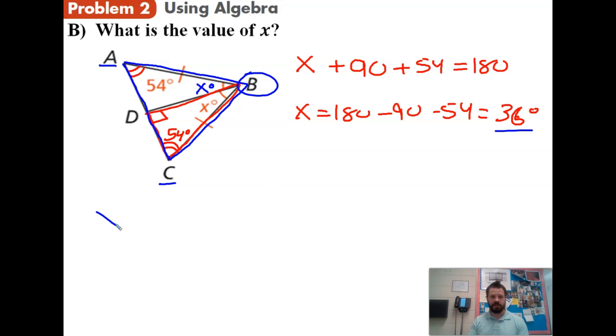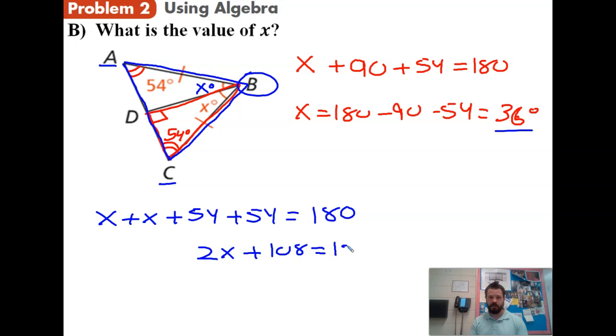So for that, what I could set up is x plus x plus 54 plus 54 is equal to 180. So in other words, 2x plus 108 is equal to 180. And then same idea, if I subtract 108 from both sides, we'll end up with 2x is equal to 72. Divide both sides by 2, and we end up with x equals the same, 36 degrees.